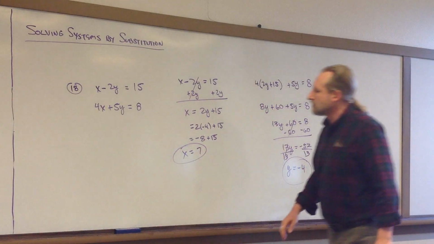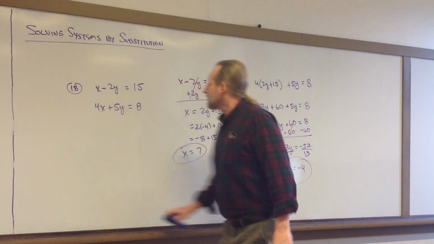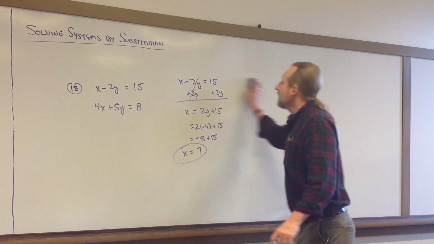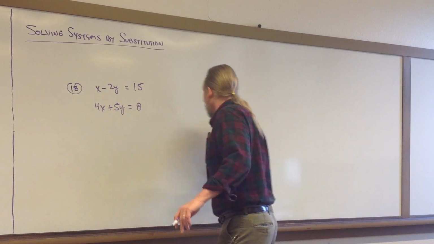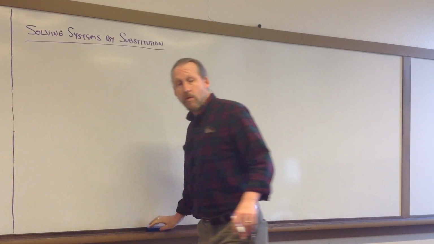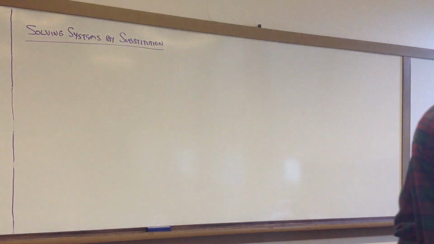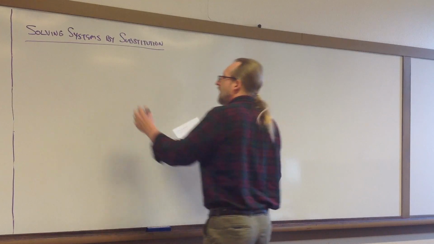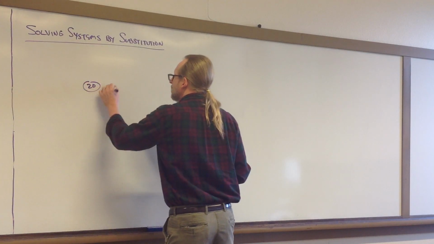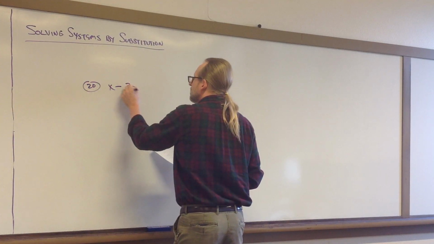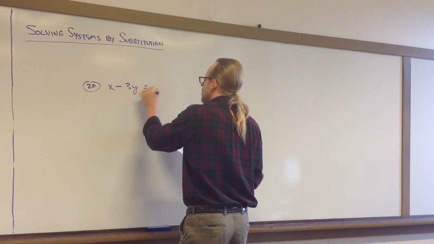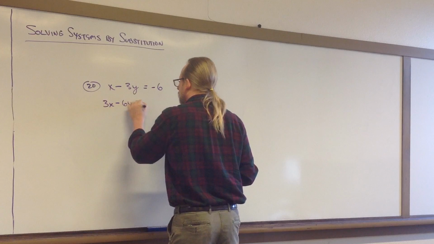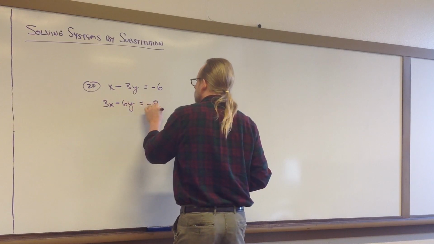All right. I think we've just got one more to look at here. Problem 20. Okay. And this one also has a variable that is pretty easy to isolate. 3x minus 6y equals negative 8.